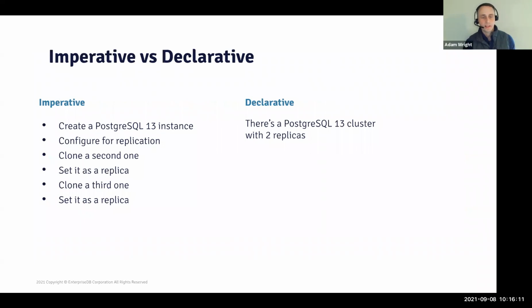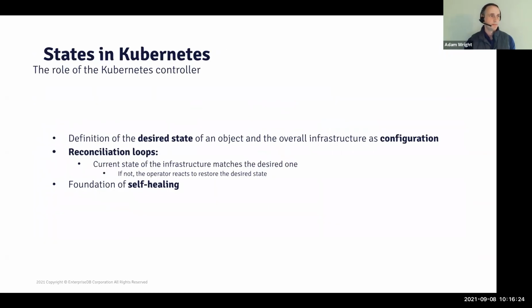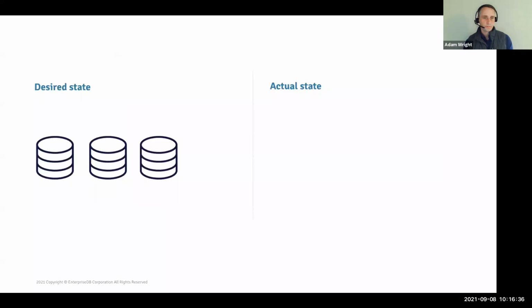So, imperative versus declarative. When we talk about configuration management here in a little bit, what we're talking about is the operator ensuring that the deployment is how you declared it in your custom resource. So again, we're using Kubernetes native features. The desired state of an object is going to be enforced, and we're using the EDB knowledge to enforce that.